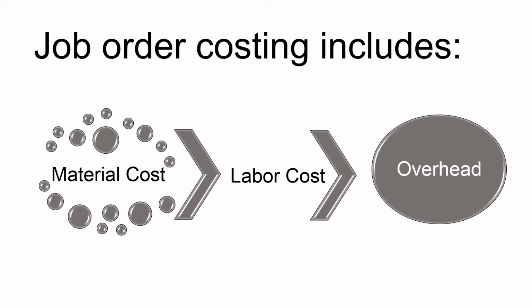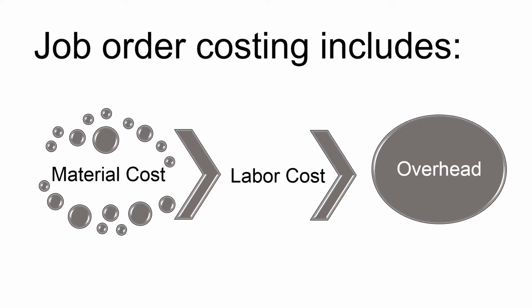Job order costing includes the cost of the material, the cost of the labor, and the cost of the overhead. Overhead costs are indirect material and indirect labor costs that are needed to run the business, but are not broken out for the production of individual products. All of these expenses added together are the cost of the product or service.